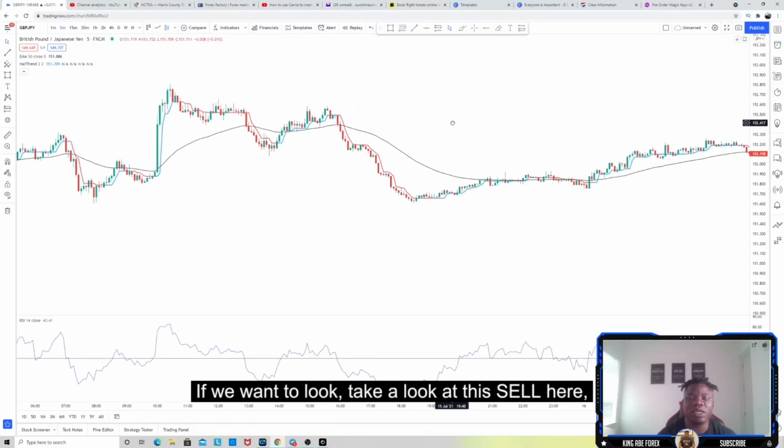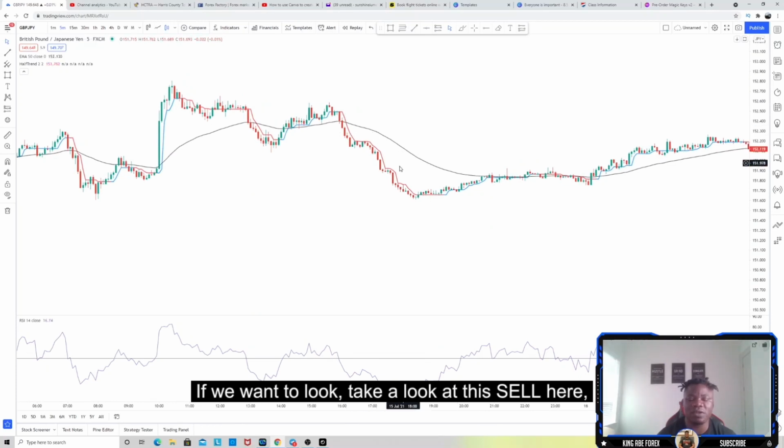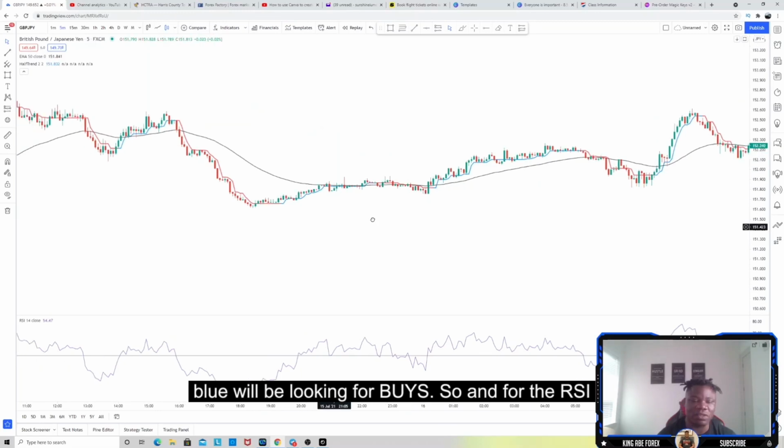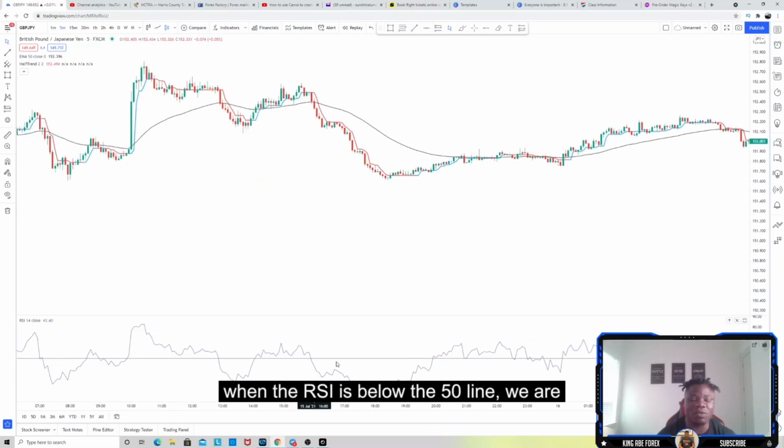If we take a look at this sell here, you need to make sure that price is below the 50 EMA, and you need to make sure that the Half Trend is red. When the Half Trend is red, it means to sell, and when the Half Trend is blue, we'll be looking for buys. For the RSI, when the RSI is below the 50 line, we're only looking for sell opportunities, and when the RSI is above the 50 line, we're only looking for buying opportunities.